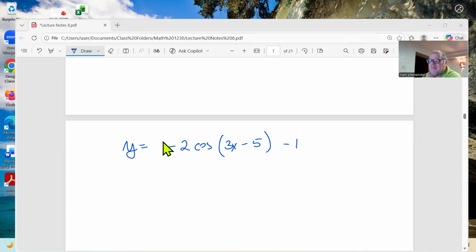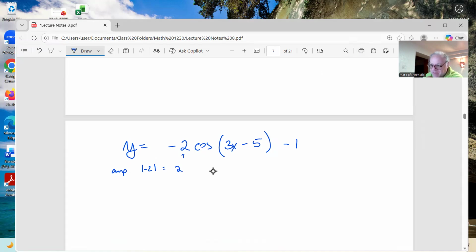So this one I picked up. I said y is equal to -2 cosine quantity 3x minus 5 and all minus 1. So it's got all the different elements in it. We have an amplitude of 2 here, because remember, it's always the absolute value. So the amplitude of this function is going to have an absolute value of -2, which is going to be 2. The negative out in front is a reflection about the x-axis.